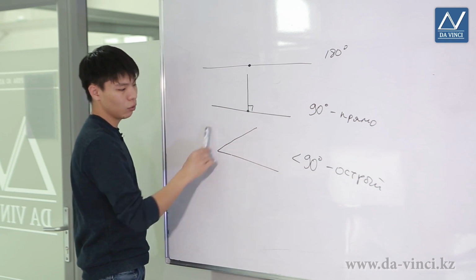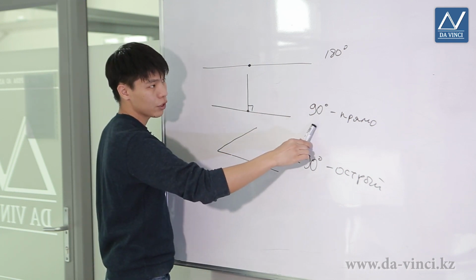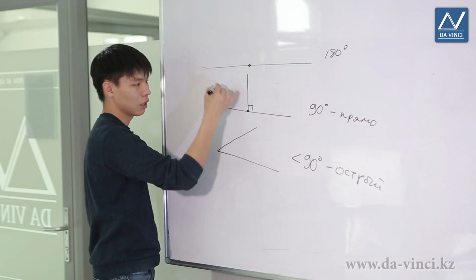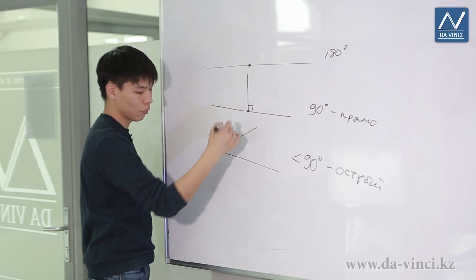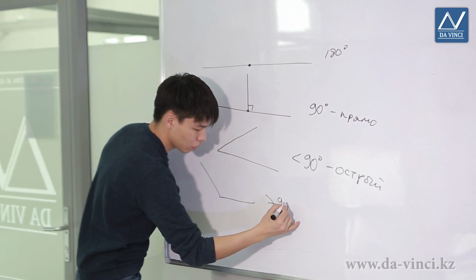An acute angle has a degree measure less than 90. If the angle is greater than 90 but less than 180, for example, like this, the angle that is formed by drawing a ray in this particular location is known as an obtuse angle.